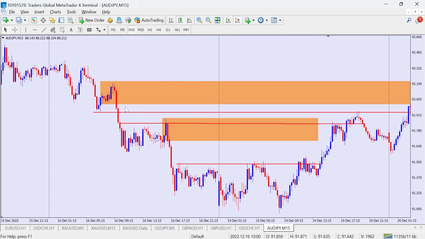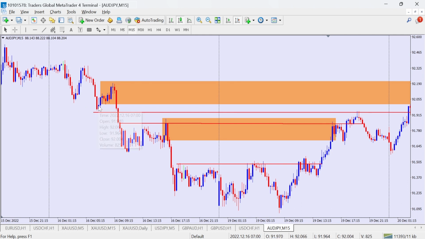We have 2 supply zones with a significant drop. And there are 2 fake outs, one above, one below. The supply zone below didn't work because there are too many candlesticks and it is not a strong base. The price came back and closed inside the zone, which is not a good sign for us. And it has become a fake out.